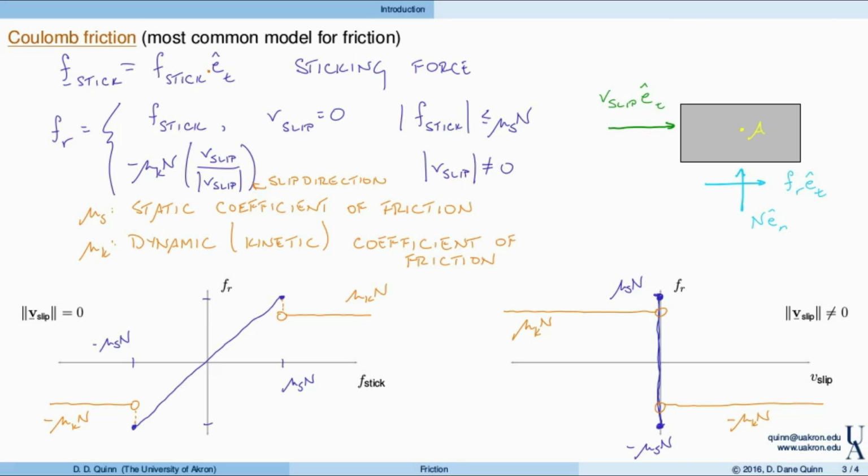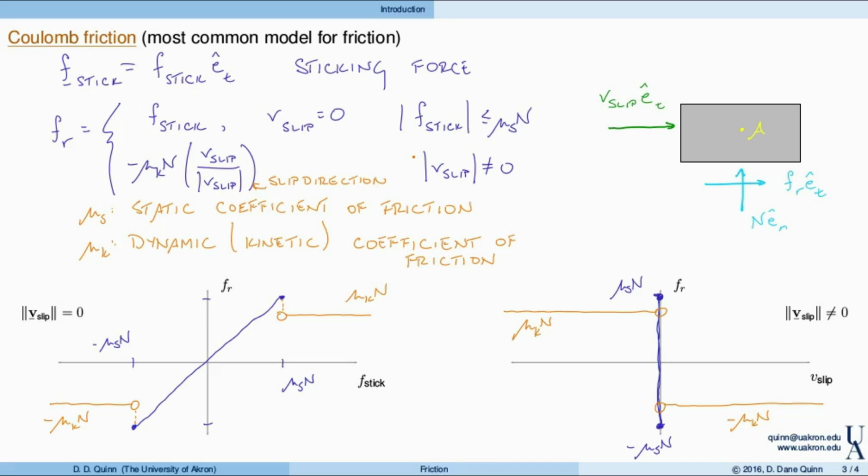So in cases where the blocks are stuck together, then we know the kinematics. Again, we know the motion, or we know the relative motion, but we don't know the force, and that has to be solved for in terms of the equations of motion. However, if the blocks are slipping, there's relative motion, then we know the force, but we do not know the slip velocity. That would be the thing that we would solve for from the equations of motion.